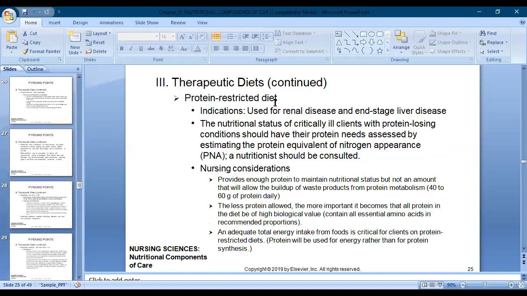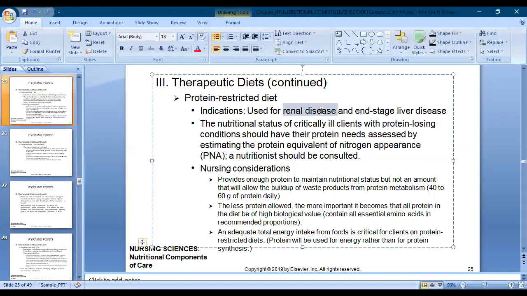So protein restricted diet, everybody knows that also. Protein restricted, not protein rich. Protein rich food we give to elderly, burn, or wound patients, but protein restricted food we give to kidney failure patients. This is information for the board exam. Protein restricted means less protein. Who? Renal disease patients get less protein. End stage liver problem, if anybody has cirrhosis of the liver or carcinoma of the liver, right? We give them less protein.